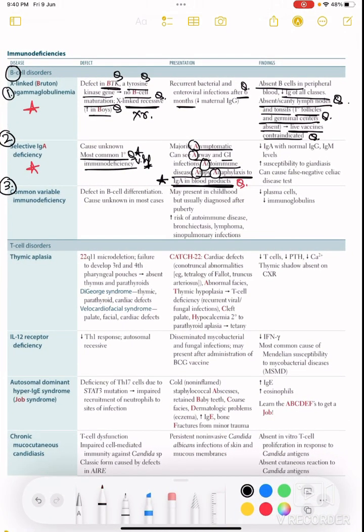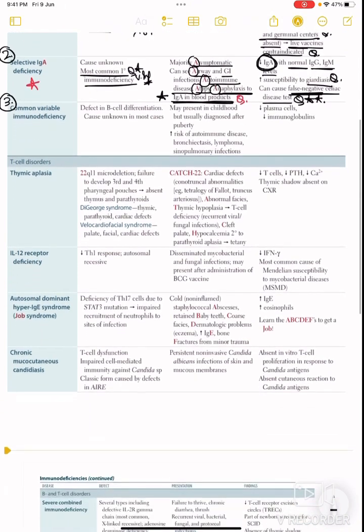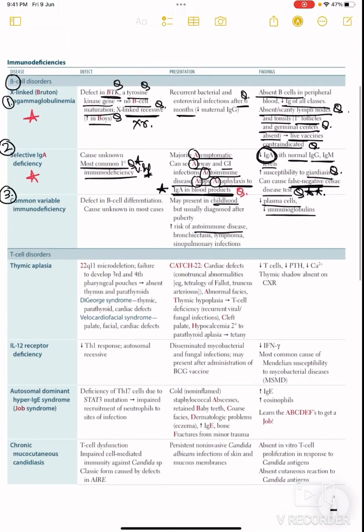The findings are decreased IgA with normal IgG and IgM levels. All other immunoglobulin levels will be normal except IgA, which will be decreased. Susceptibility to giardiasis, very important question, and false negative celiac disease test, very, very important. It has not yet been asked, but if it is asked, it is going to be very easy, but very few people are going to answer it. Now coming to common variable immunodeficiency, I already told you it is not important. The main thing is that it presents in childhood and causes autoimmune disease, decreased plasma cells and decreased immunoglobulins. So we are done with B cell disorders.